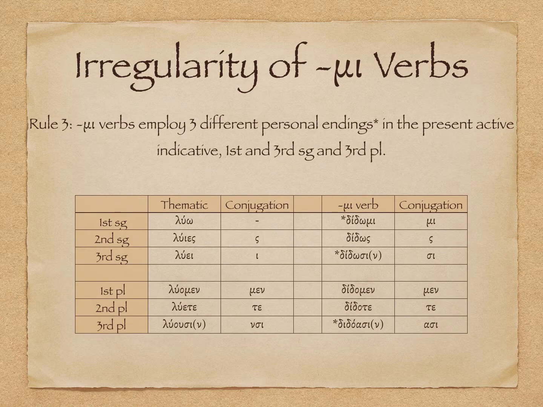Irregularity handled by these rules, and you know enough now that you're going to be able to account for these irregularities. Rule 3: mi verbs employ 3 different personal endings in the present active indicative: the first and third singular and the third plural.